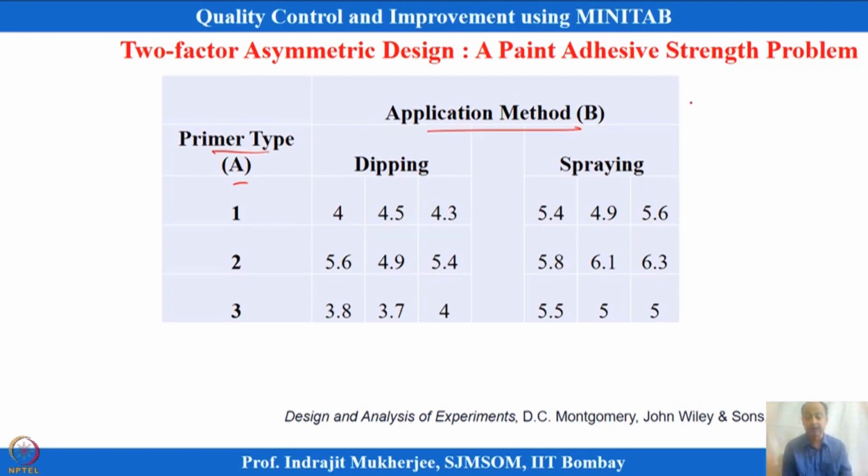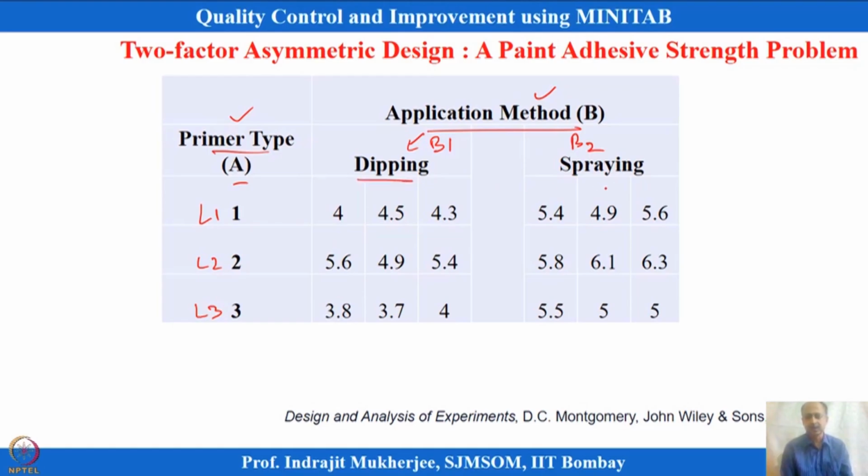Earlier we were dealing with one factor and changing that factor at different levels, which we saw as one way analysis of variance. Now this is two way analysis of variance, which we will adopt here, because there are two factors, primer type and application method. Primer types are at three levels, level 1, level 2, level 3, and application methods are at two levels. So, this was B1 and B2, let us say.